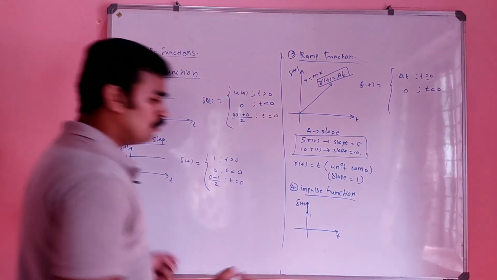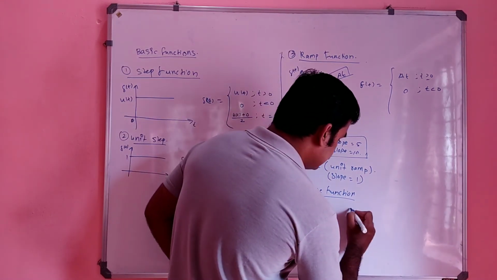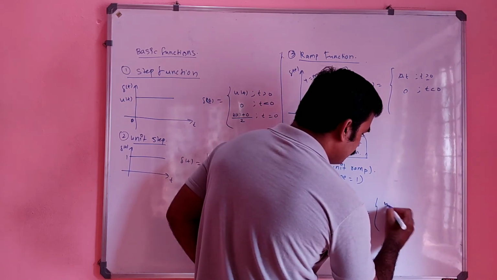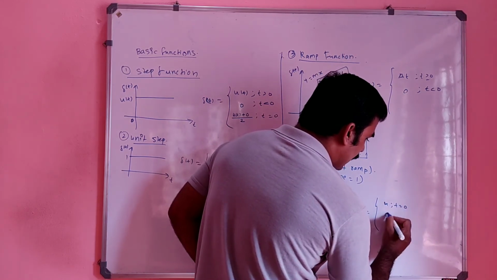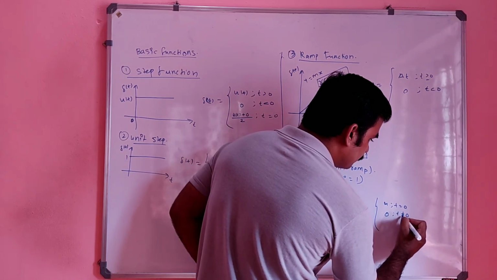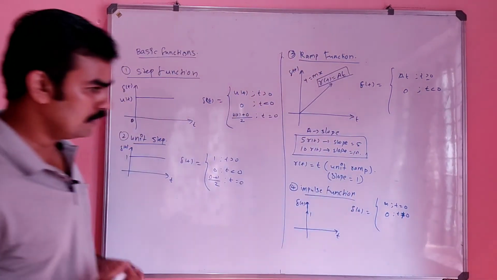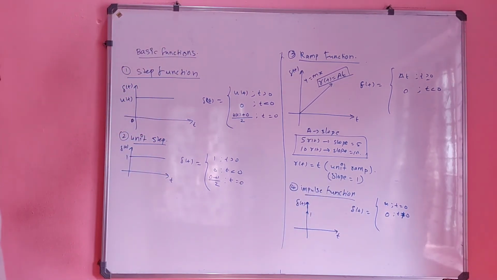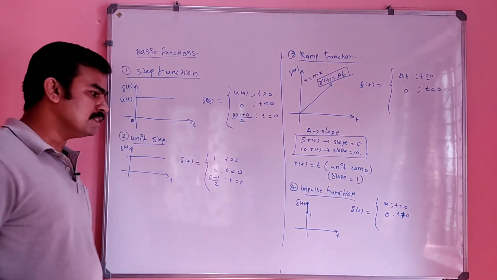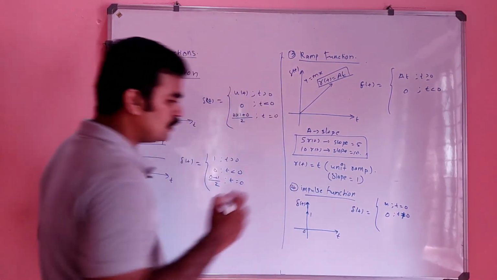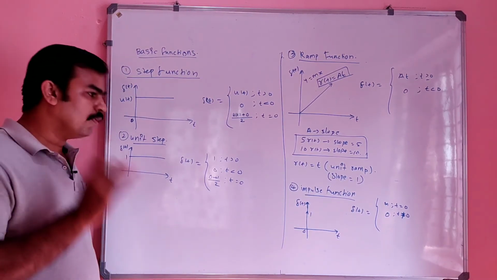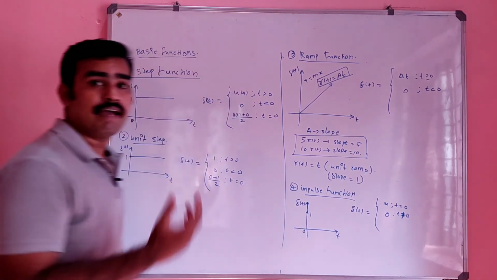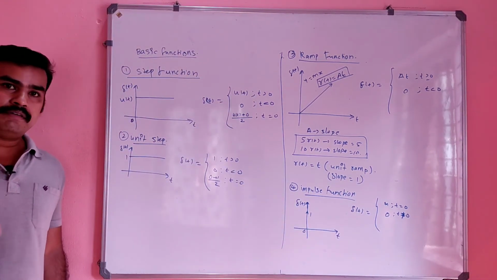The impulse function is represented by δ(t), and its value will be infinity at t equal to 0 and 0 for t not equal to 0. That means the impulse function only exists at t equal to 0. For the remaining time interval, its value will be 0. That's how I already explained.